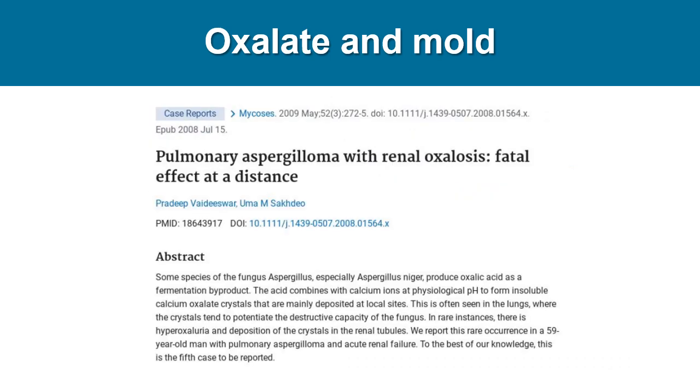Here's another case looking at renal oxalosis and a fatal version of it. The oxalates were being produced by the colonized mold in the lungs, and those calcium oxalate crystals mobilized and affected the kidneys. So we can see how oxalates can actually travel to places other than the colonization, but the colonization is where we should be looking first, and that's usually the GI tract.